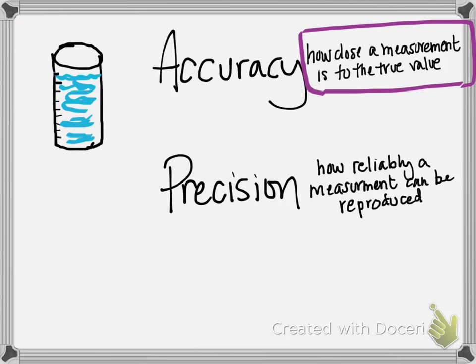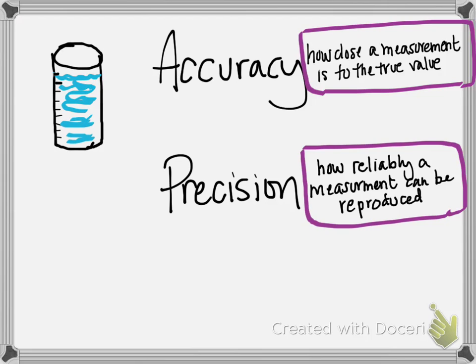If I give you that same liter of water, and I know that there's exactly 1 liter of water, and you measure it the first time and tell me there are 0.75 liters of water, and the second time you measure it, you tell me there are 1.25 liters of water, and the third time you measure it, you tell me that there are 1.5 liters of water, your measurements are all over the board. You obviously can't reliably reproduce your own measurement. Your measurements lack precision.